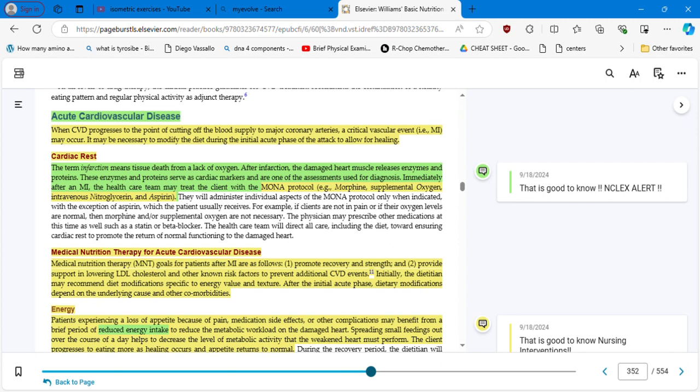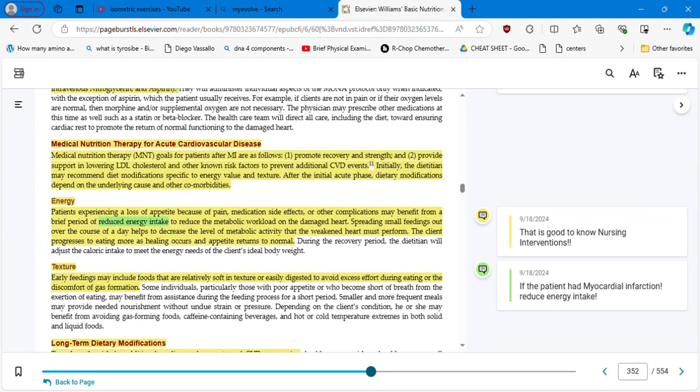Or maybe the pain on the arm. You have to provide supplemental oxygen, intravenous nitroglycerin, and aspirin. Okay, so nitroglycerin to lower the problem with the event, and aspirin is going to reduce the platelet aggregation, because you don't want the patient to have a clot. So it's the MONA protocol: morphine, oxygen, nitroglycerin, and aspirin. Okay, you need to be familiar with that for the NCLEX.